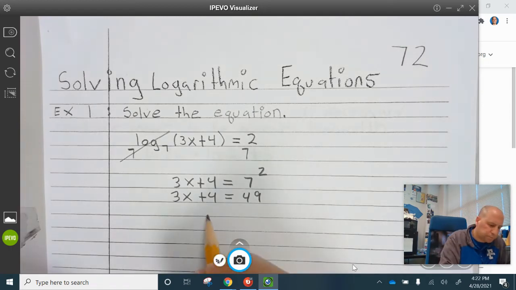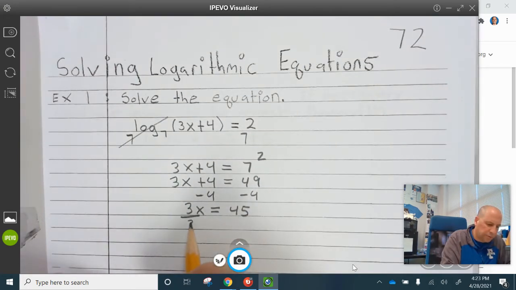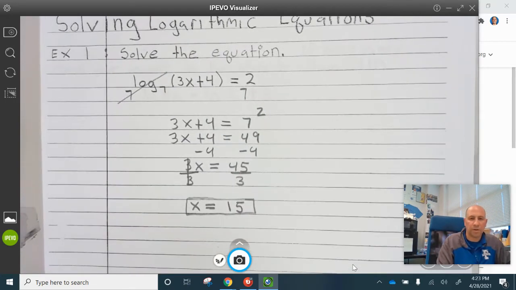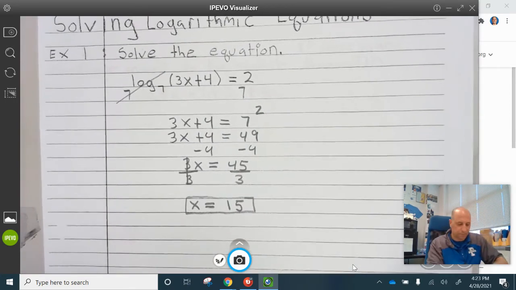Okay, subtract 4 from both sides. 3x equals 45. Divide both sides by 3. That divided becomes 1. X equals 15. All right, go ahead and finish up example 1.